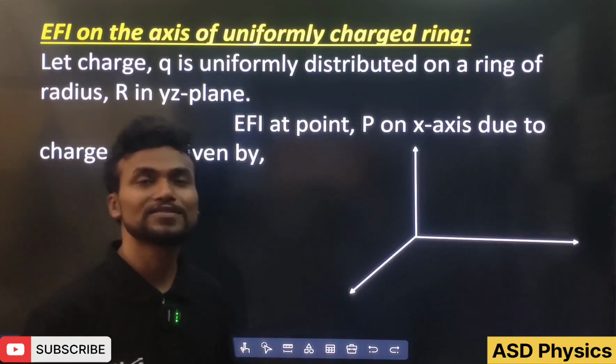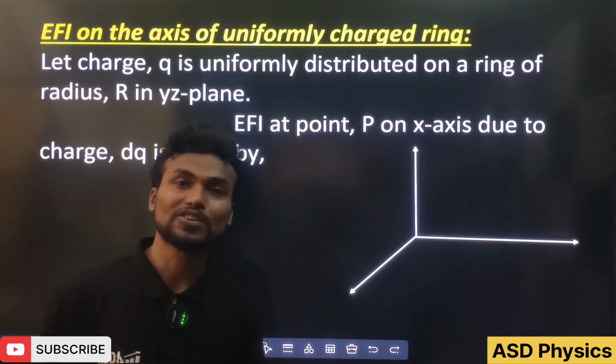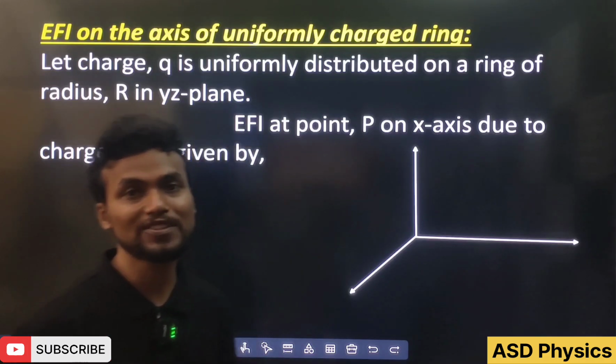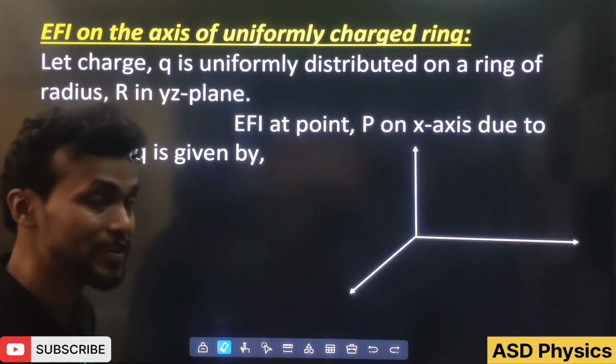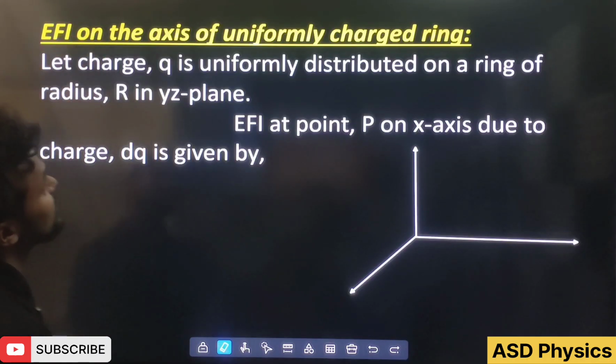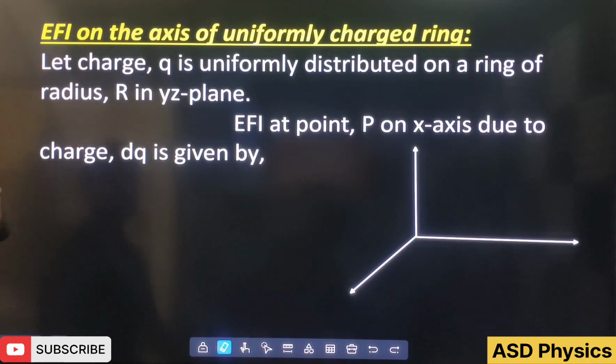Students, in this class we are going to learn the derivation of electric field intensity on the axis of the charge ring, and after that we are going to see the cases also. Okay students, so let's see here. The topic is electric field intensity on the axis of a uniformly charged ring.